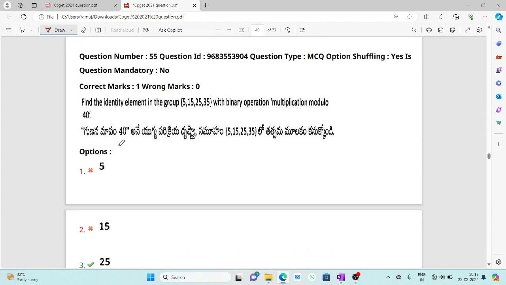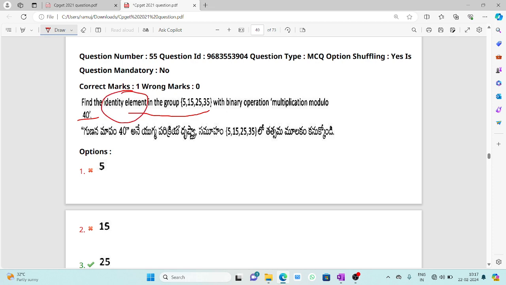Now find the identity element. The 55th question is: find the identity element in the group {5, 15, 25, 35} with binary operation multiplication modulo 40. So, question number 55: he is asking about the identity element.